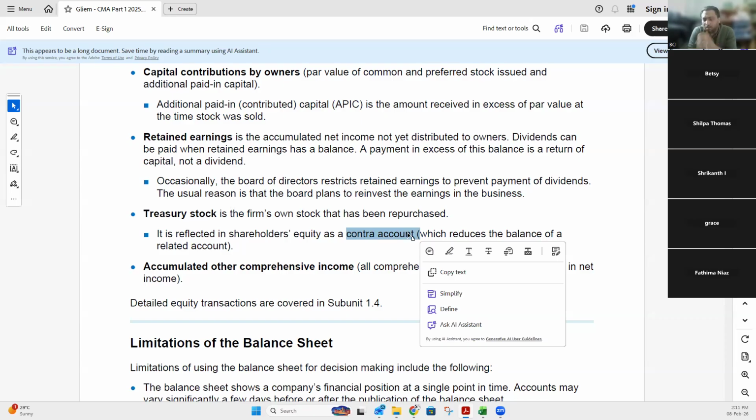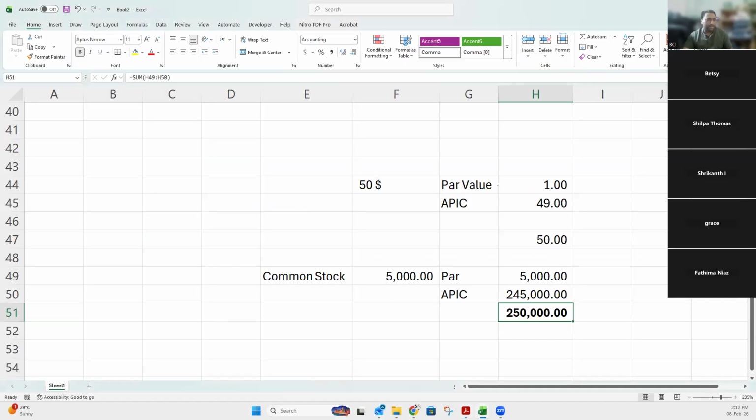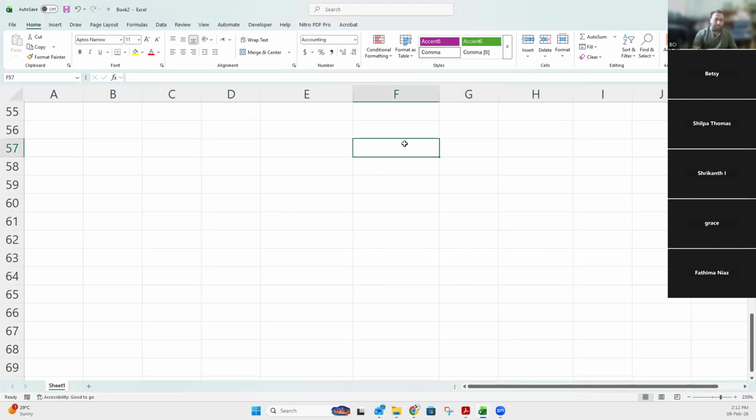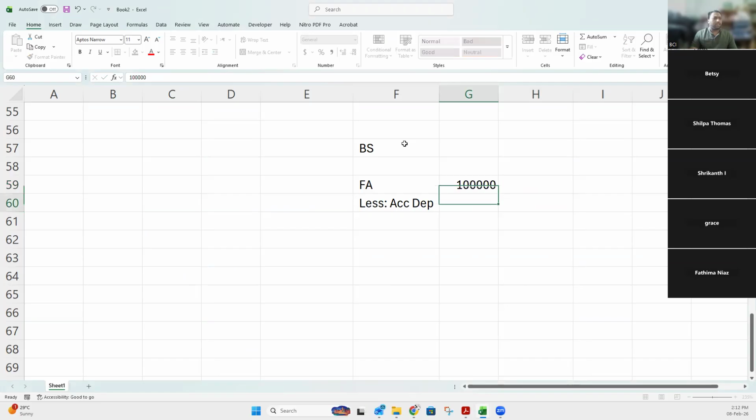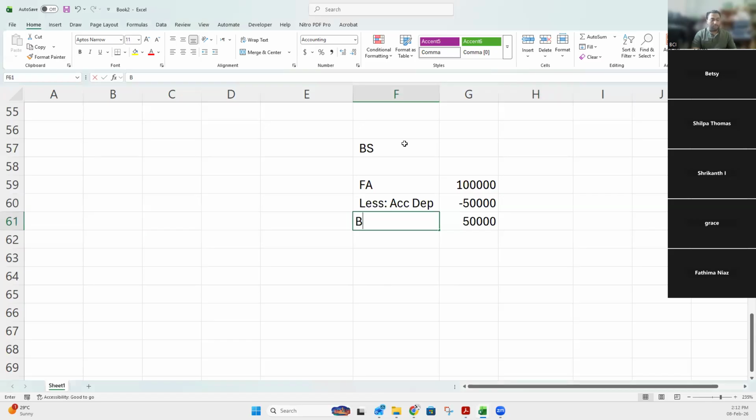A contra account is where, for example, we are talking about accumulated depreciation. What is the normal balance of an accumulated depreciation, credit balance or debit balance? Credit balance, correct. In the balance sheet, we have fixed assets, and we show the fixed asset less accumulated depreciation, correct? Asset value, for example, 100,000 and 50,000 is your accumulated depreciation. So your net asset value, or book value, or carrying amount, will be 50,000.